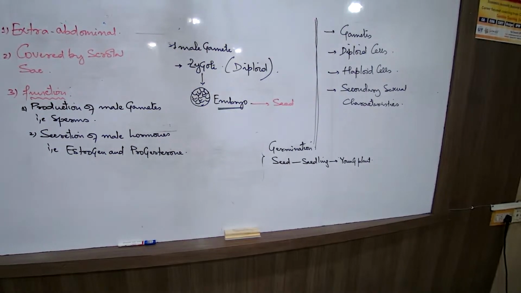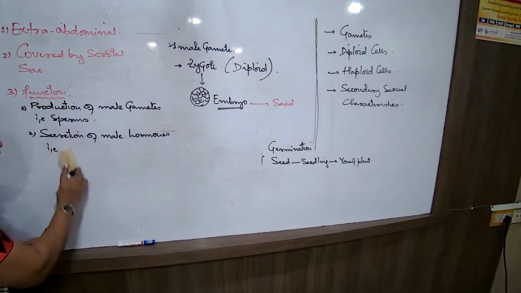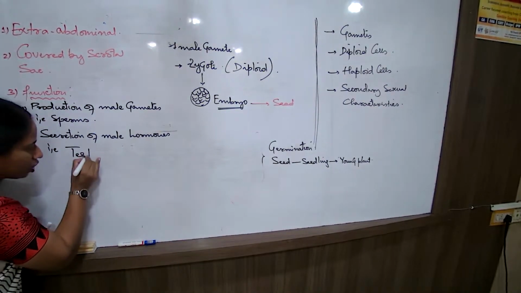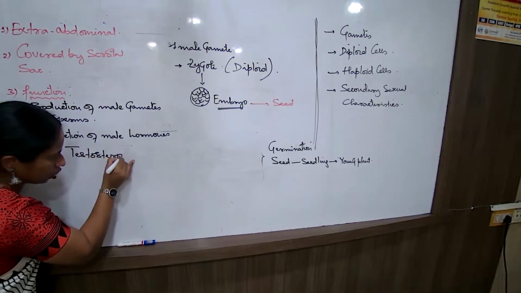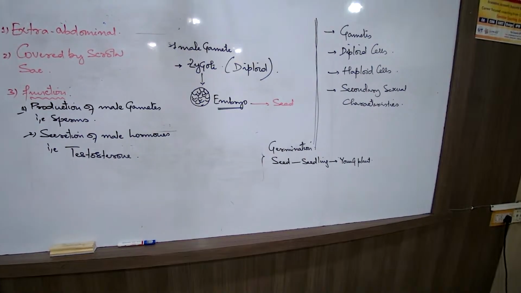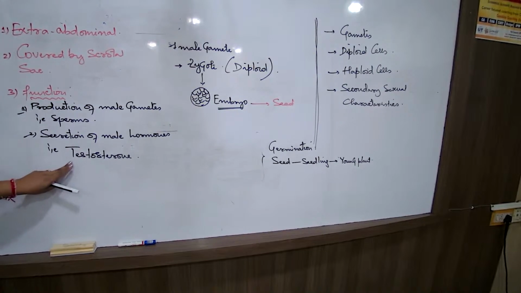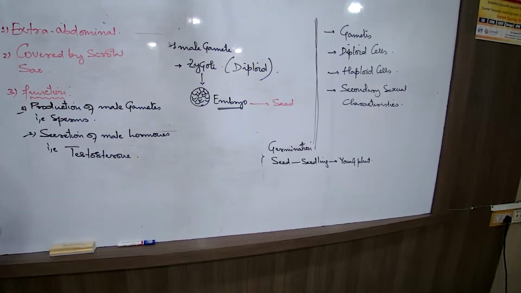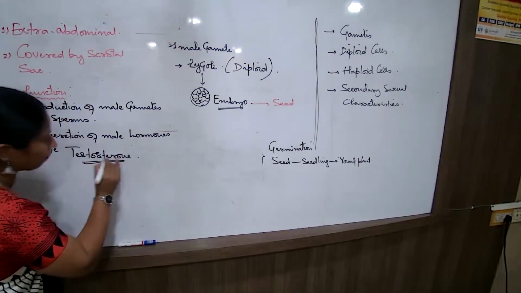Estrogen and progesterone are in female, right? Estrogen, but I'm talking about testes. Testosterone. I'm sorry. We talk about testosterone. So these two functions, take a note. What are the two functions of the testis? Number one, formation of the male gamete, that is the sperms, and secretion of the male hormone. What are the male hormones? The testosterone and a variety of other androgens are there. The testosterone is the primary hormone here.